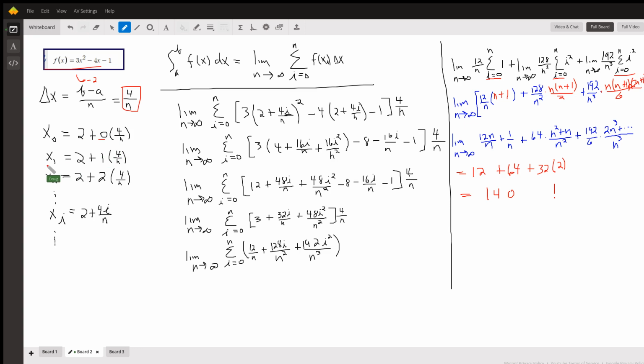If we want to find the value of x sub 1, we'd start with 2 and add on 1 of these 4 over n's, and so on. And so we see a pattern. To get to the ith x sub i, start at 2 and add on i of these 4 over n's. So there's a formula for x sub i.